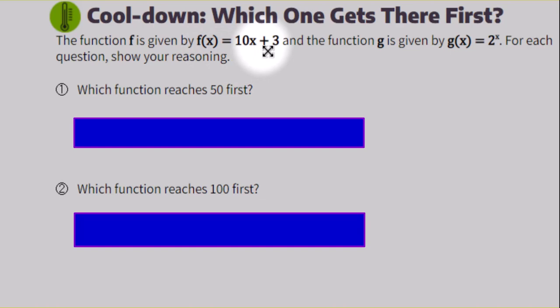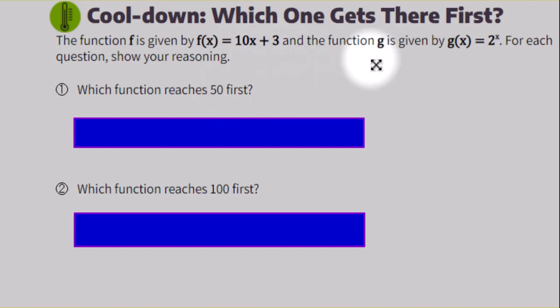We have a function here. You should recognize that this is a linear function. Y equals mx plus b. So the starting location is 3, and the rate of change is 10, or the slope is 10. But now we have a function g given by g of x equals 2 to the x. Which function reaches 50 first?